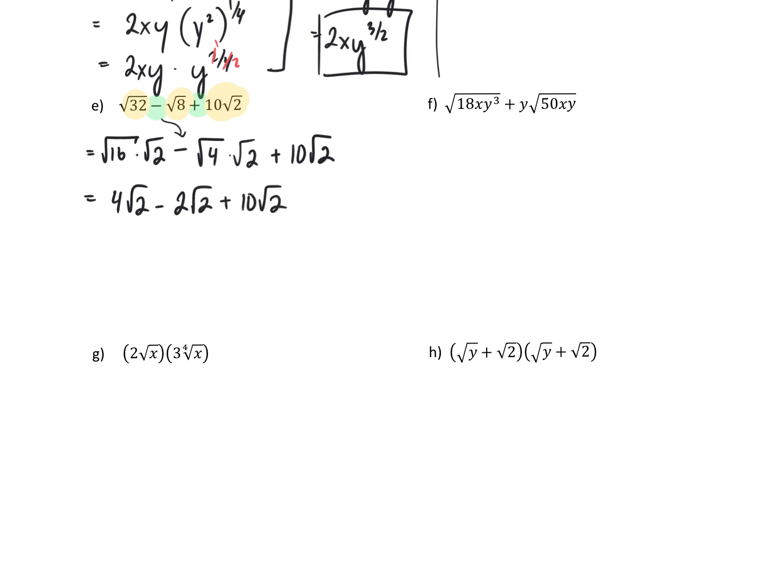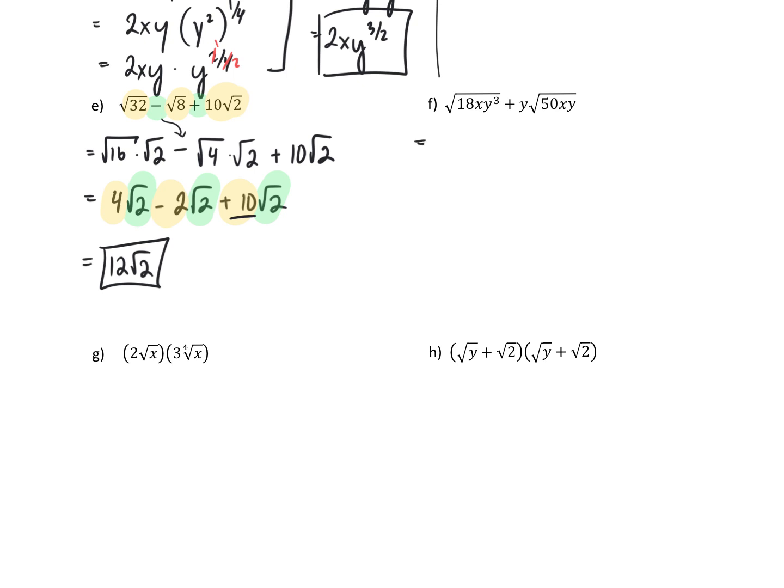And notice these are all like terms. They all have a root 2. So we have 4 minus 2 plus 10. What is 4 minus 2? That's 2. And then plus 10 more, that's going to be 12. So 12 root 2 is our answer.